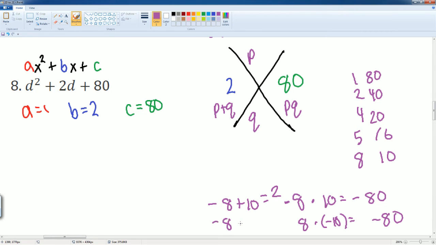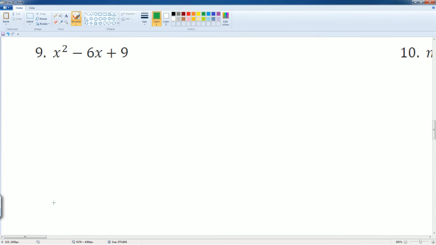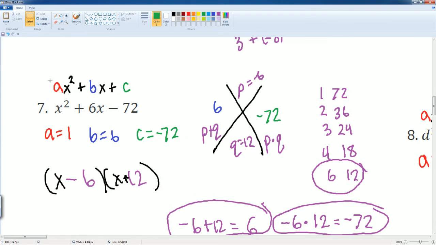Or 8 plus negative 10 will get you a negative 2. No, because look, this has to be a negative for it to work. So this is prime. This is unfactorable. Okay, let me just double check. Yep, so it is unfactorable. I double checked. Okay, you see how we went through all the different possibilities and it still didn't work? You have to do that.